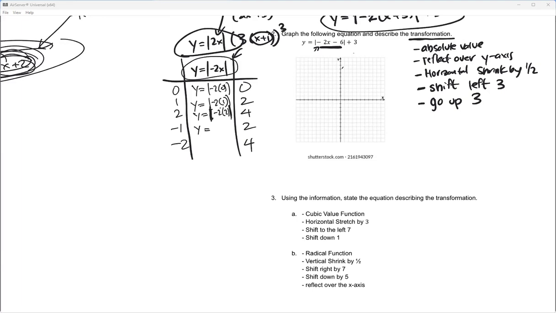So what happens here? It's 0, 0, 1, 2, negative 1, 2, 2, 4, and negative 2, 4. It's going to look something like this.